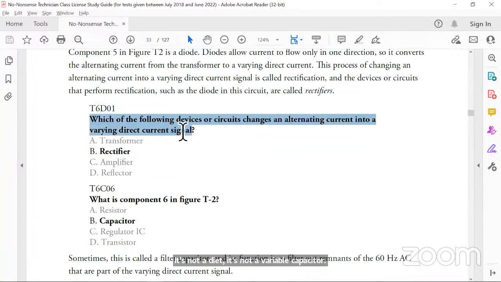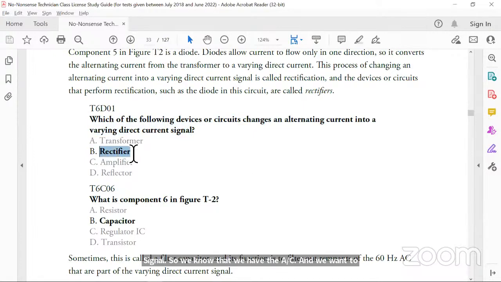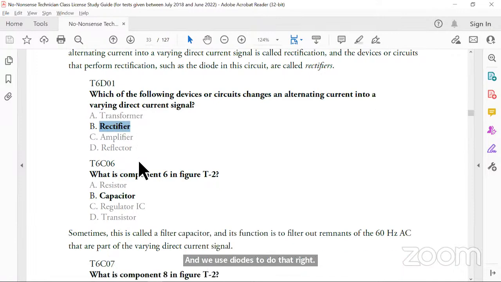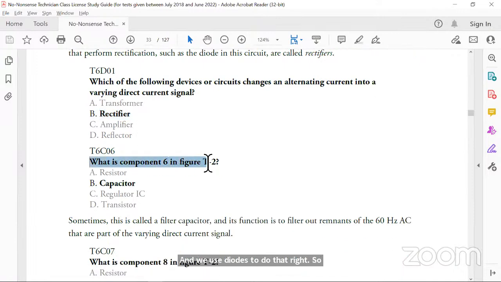Next question. Which of the following devices or circuits changes an alternating current into a varying direct current signal? So we know that we have the AC and we want to go to DC. We know we have to use a rectifier circuit. And we use diodes to do that, right? So rectifier is the correct answer.